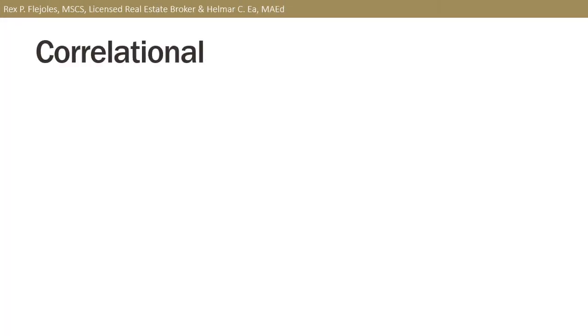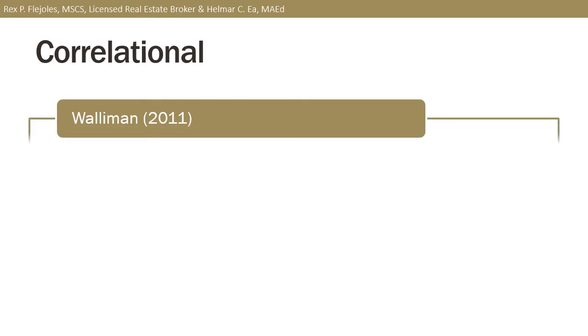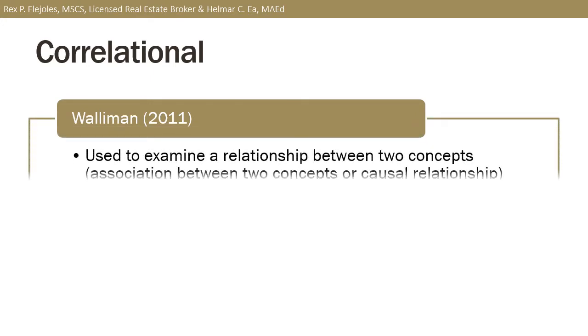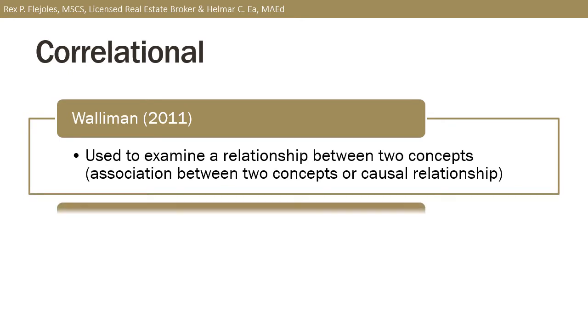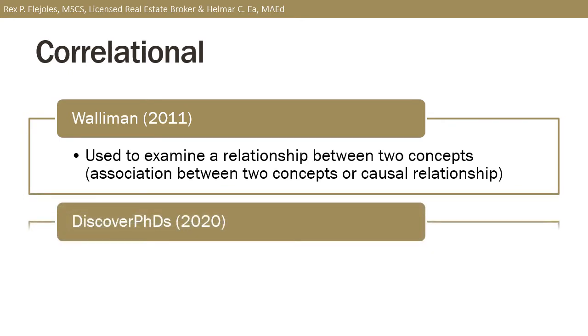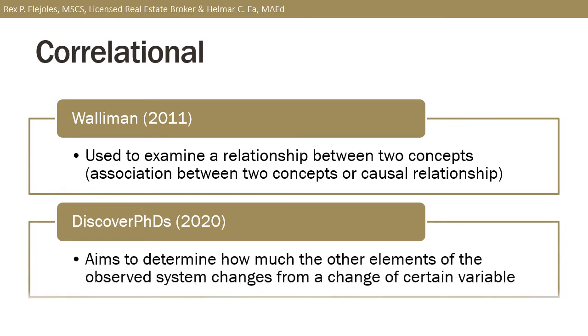Another is the correlational. According to Walliman, this research methodology is used to examine a relationship between two concepts. This relationship may refer to association between two concepts or causal relationship. Moreover, Discover PhDs describe that it aims to determine how much the other elements of the observed system changes from a change of certain variable.